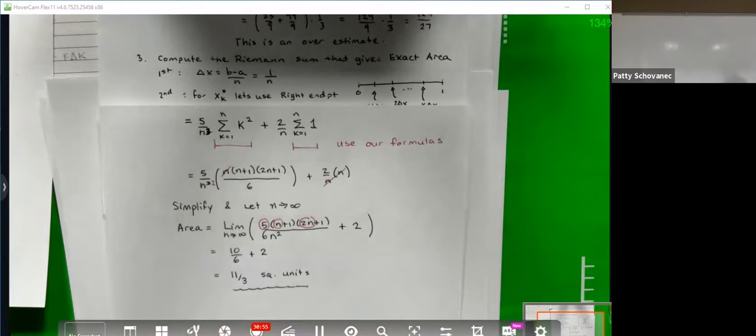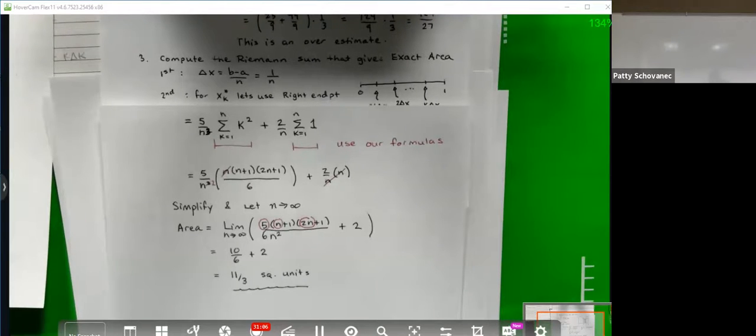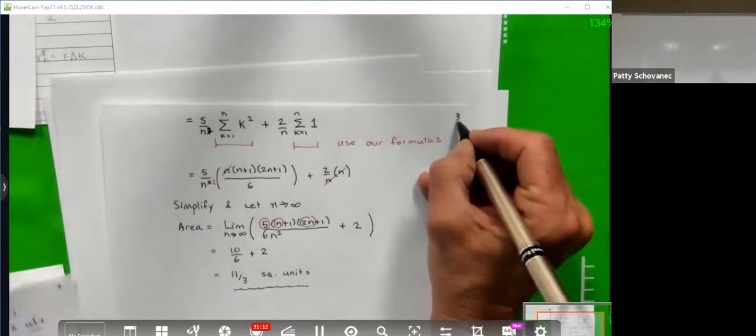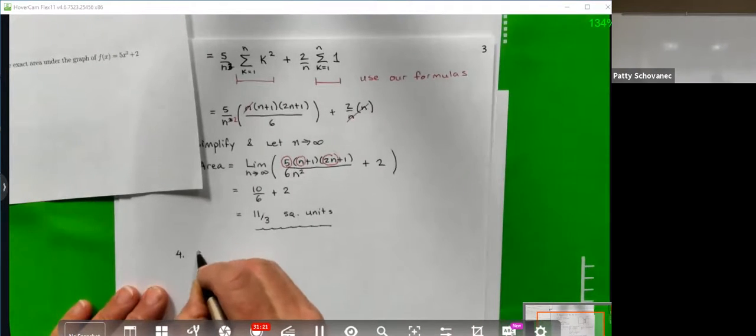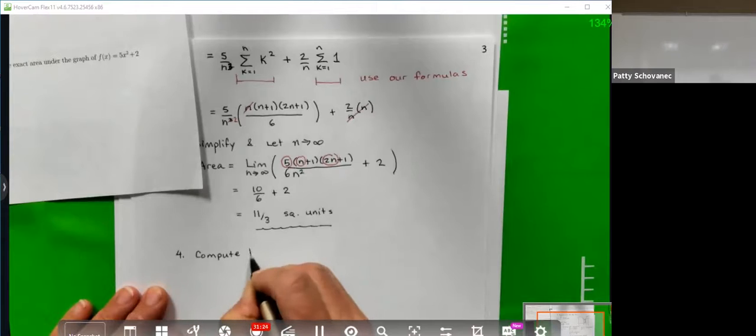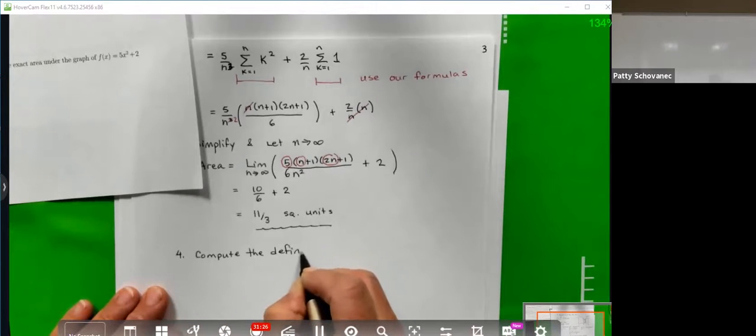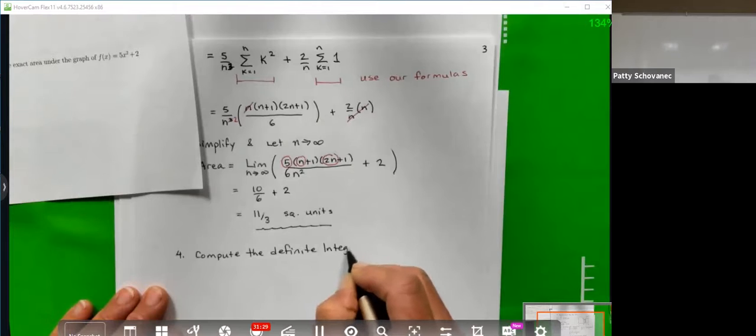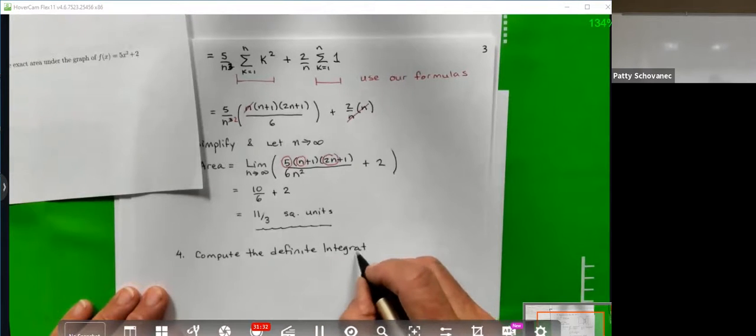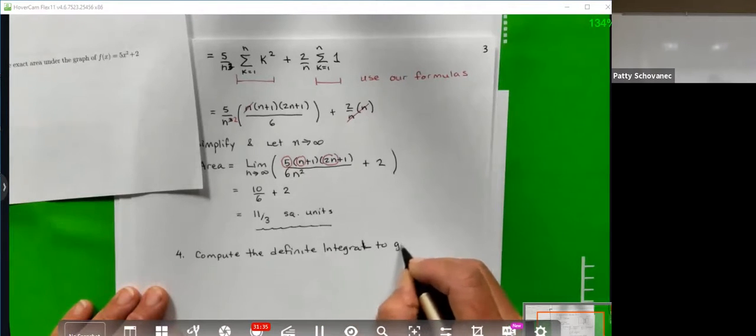Do you enjoy that? And so guess what we're going to do next? We're going to compute the definite integral and get the same thing. So for problem number 4 in this, let's use the definite integral to compute the area. So on number 4, compute the definite integral. Get the area.